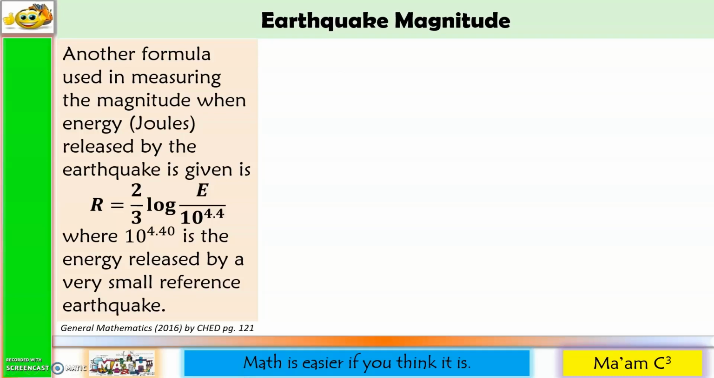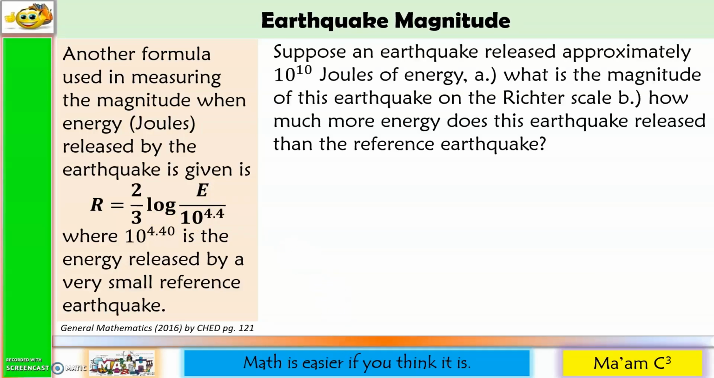There is another formula in measuring the magnitude when the energy in joules released by the earthquake is given, and that is R is equal to 2 over 3 times the logarithm of E divided by 10 raised to 4.4, where 10 raised to 4.4 is the energy released by a very small reference earthquake. Let's have an example. Suppose an earthquake released approximately 10 raised to 10 joules of energy. Letter A, what is the magnitude of this earthquake on the Richter scale? And letter B, how much more energy does this earthquake release than the reference earthquake?